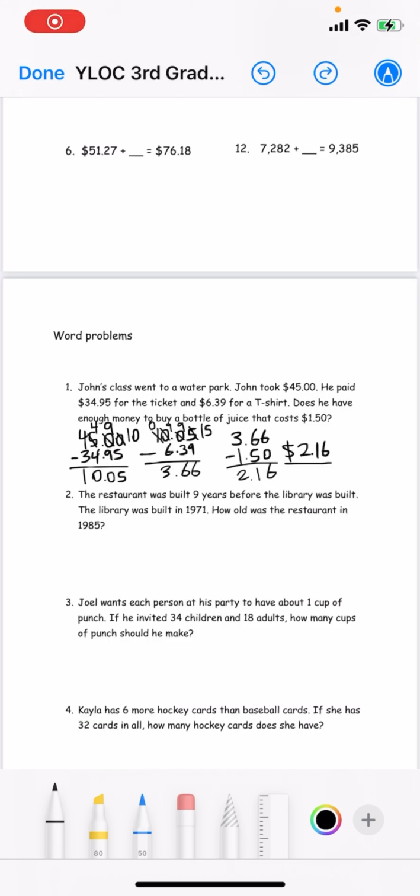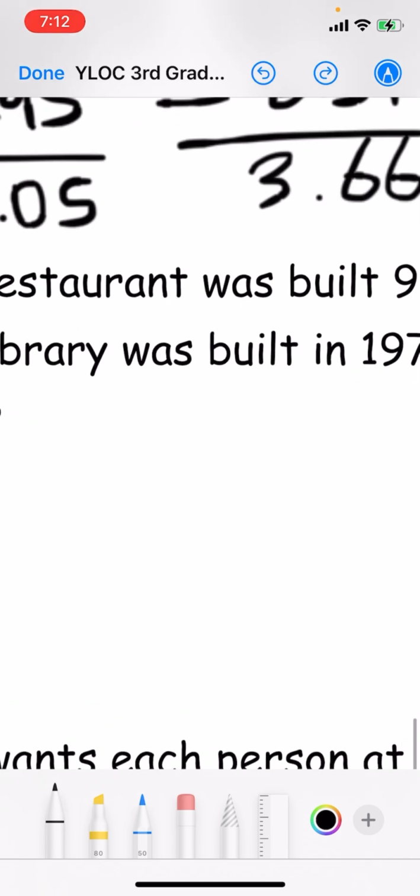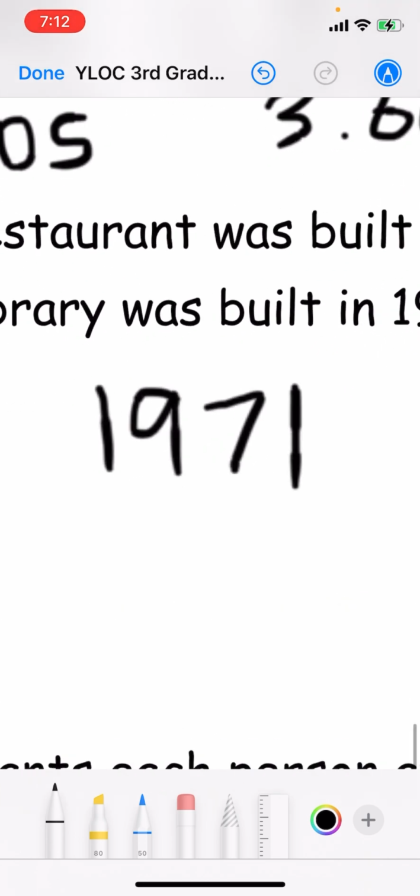For number 2, the restaurant was built 9 years before the library was built. The library was built in 1971. How old was the restaurant in 1985? So the library was built in 1971, and the restaurant was built 9 years before, so we'll subtract by 9.